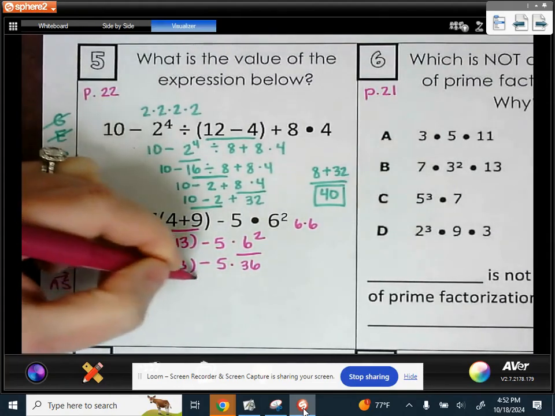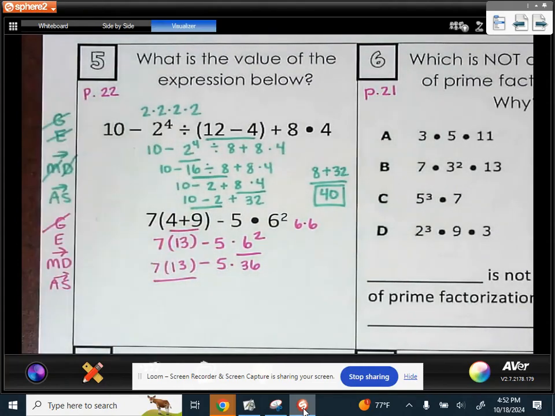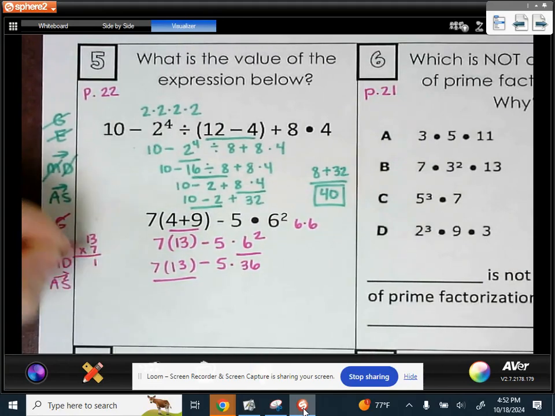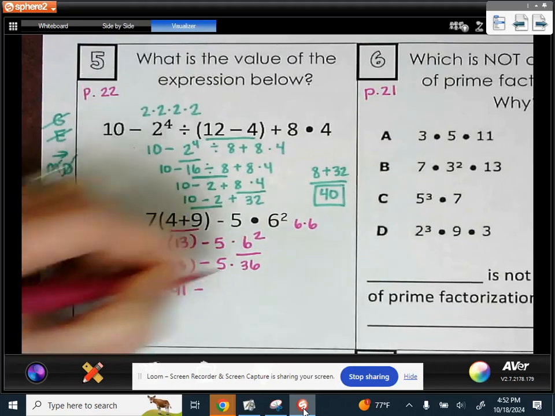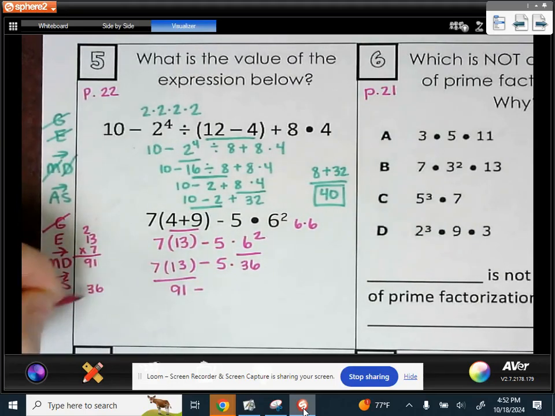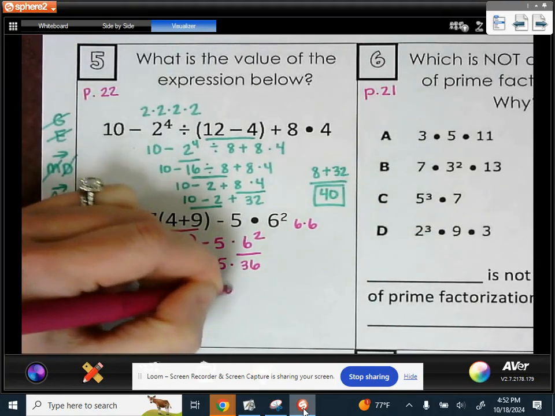And then we've got multiplication. We've actually got two different sets of multiplication, but we go left to right. So 7 times 13. I don't know that, so I'm going to work that out to the side. That's going to give me 91. I also don't know what 5 times 36 is, so I'm also going to work that out to the side. That's going to give me 180.